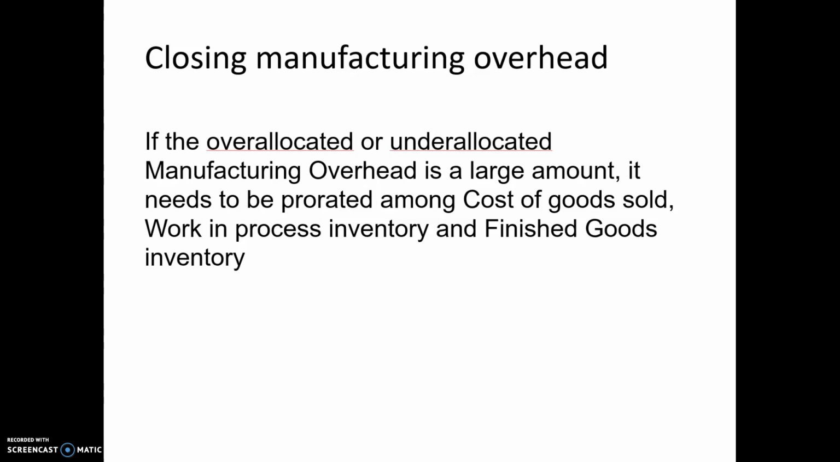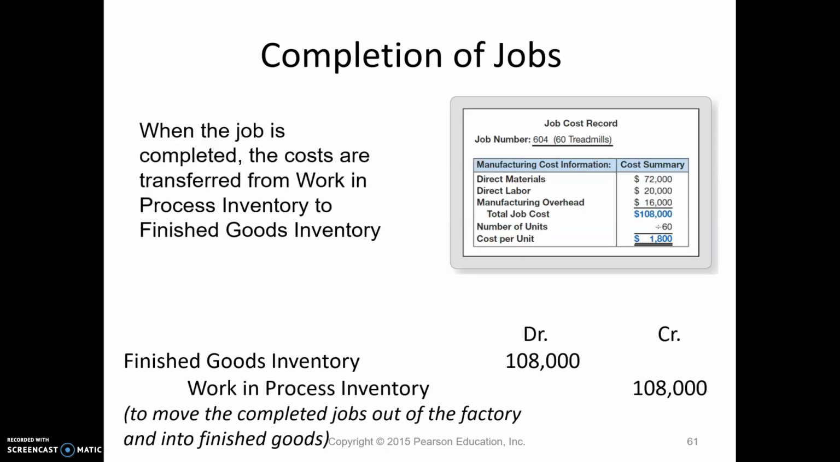And then the last thing we need to look at, after we have allocated the overhead to the job and finished the job, is that now we're going to move the cost of that job from work in process inventory into finished goods inventory. So you'll take the total job cost for the specific job, and you're going to debit finished goods inventory for the total amount of the job. You're going to credit work in process inventory for the total amount of the job, right?